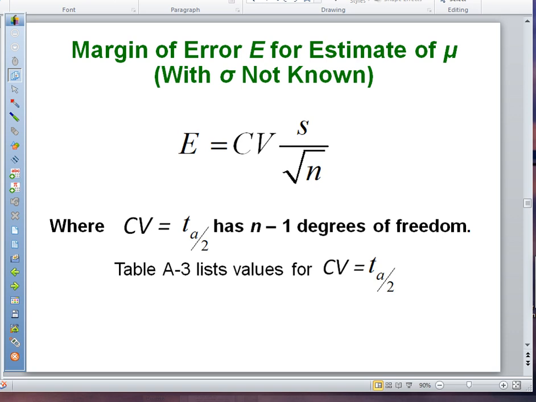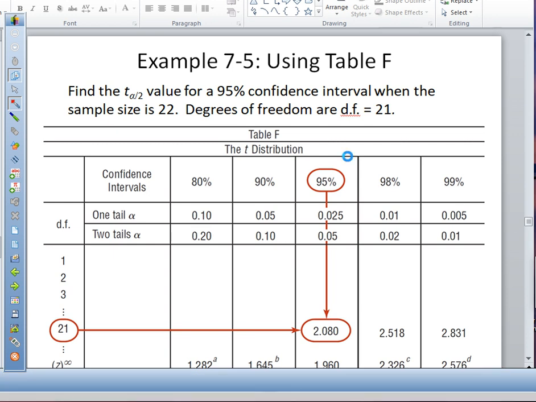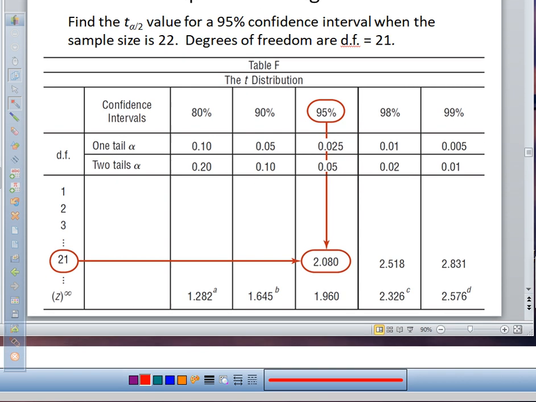All right, so if you take a look at that t-table, you'll see across the top confidence intervals, and you'll see another row that says one-tailed alpha and two-tailed alpha. And then you'll see these columns along the left side where it says degrees of freedom. It'll be 1, 2, 3, 4, 5, all the way up to infinity.